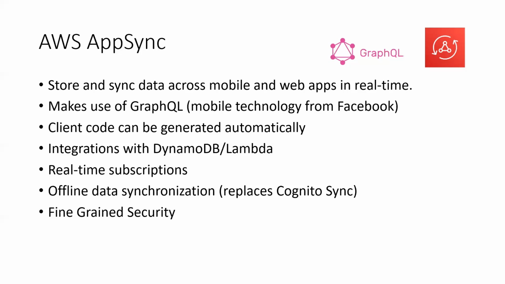It has the real-time subscriptions, that is like the real-time notifications and these things you get. It says that offline data synchronization, which basically replaces Cognito Sync. So I'll tell you what, Cognito Sync is also a service which is very much similar to this, just not similar because of one thing, and I've missed that point right now intentionally, I'll tell you. And it provides you the security mechanism.